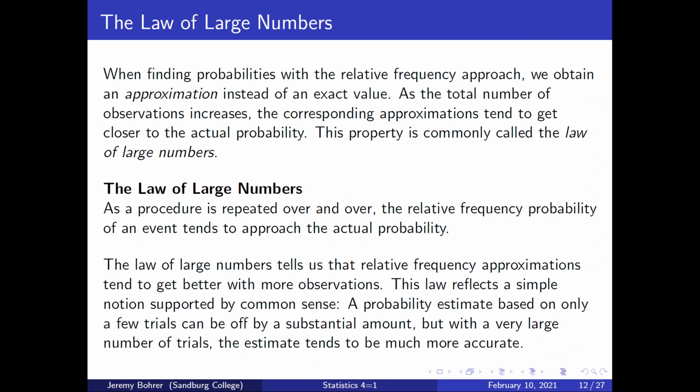This law reflects a simple notion supported by common sense. A probability estimate based on only a few trials can be off by a substantial amount, but with a very large number of trials, the estimate tends to be much more accurate.